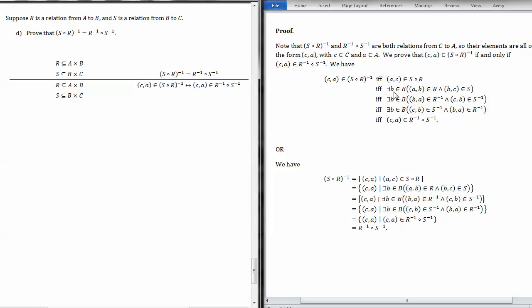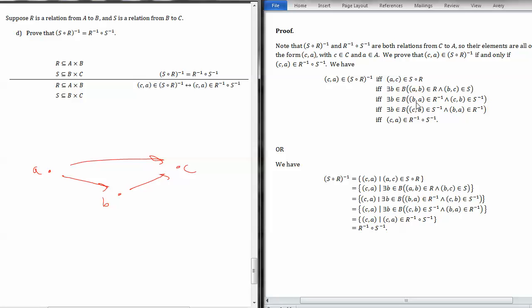And then to be in the composition, that means there exists some B in the middle set such that AB is in R and BC is in S. So AC is in the composition if there exists some B in the middle set, capital B, such that AB is in R and BC is in S. Then you get that this is in the composition. Okay, and then AB in R is the same thing as BA being in R inverse, and BC in S is the same thing as CB being in S inverse. The reason I'm rewriting them that way is because I know where I'm trying to head, something about R inverse and S inverse.